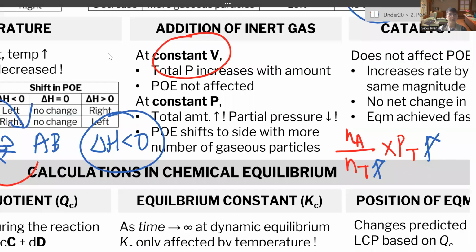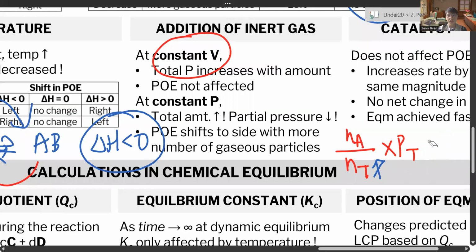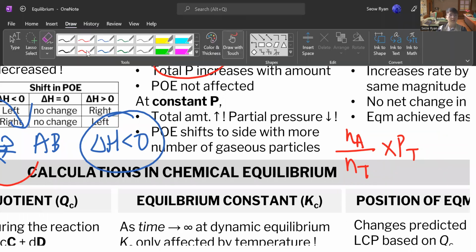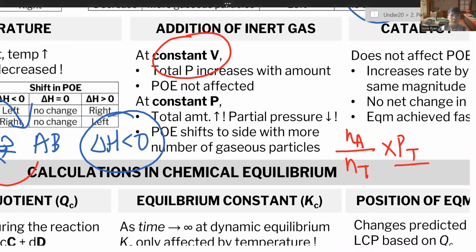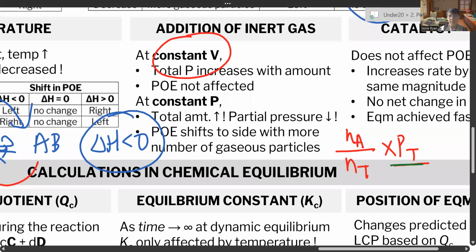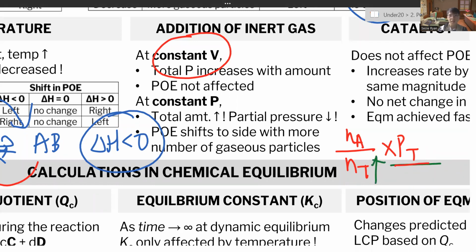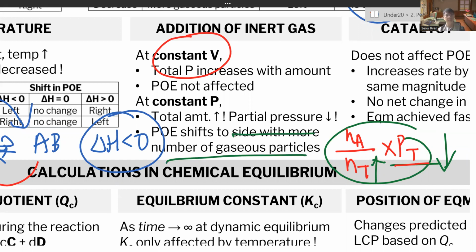But if I were to now do it at constant pressure, that means the total volume must increase, right? So the total pressure remains the same, but the total number of moles increases. And this means that the partial pressure actually decreases, right? And if partial pressure decreases, now I want to favor the side that increases the concentration, right? So it shifts to the side with more number of gaseous particles.